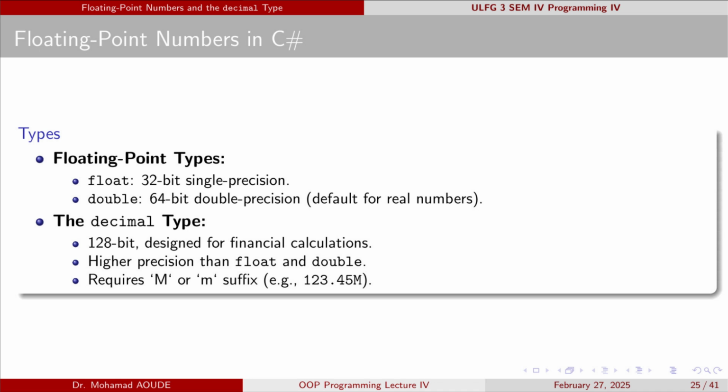Next, let's talk about floating point types. Float, 32-bit, single precision. Double, 64-bit, double precision, default for real numbers. Decimal, 128-bit, high precision, specialized for financial calculations. Why care? Because different types offer different trade-offs. Float and double are fast, but slightly imprecise. Fine for scientific data. Decimal is slower but incredibly precise. Ideal for money. Choosing the right type teaches the principle of using the right tool for the job.